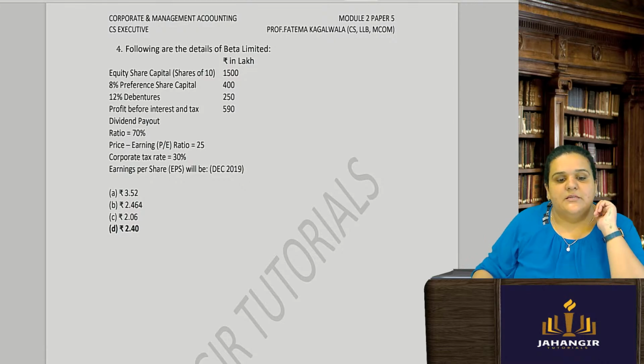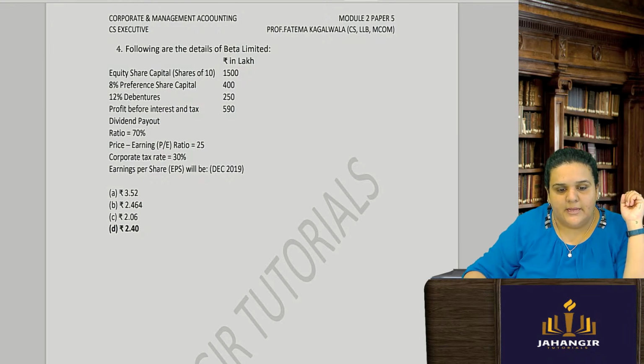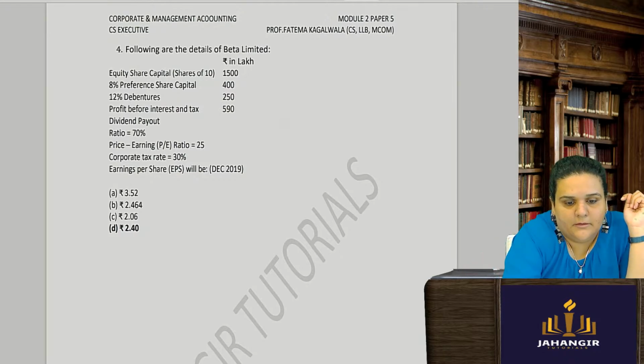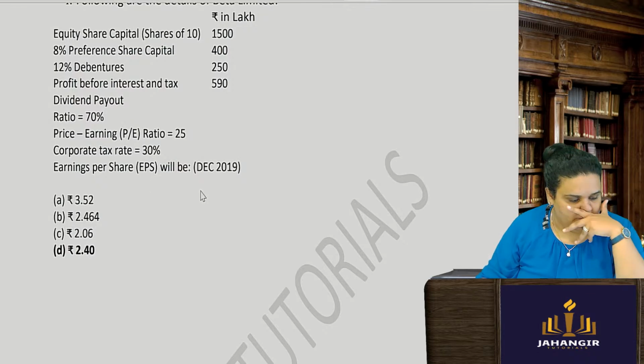Now question number 4. From the following are the details of Beta Limited. Equity share capital 1500 lakhs, 8% preference share capital. Then we have 12% debentures, profit before interest and tax, dividend payout ratio 70%, price earning ratio is rupees 25, corporate tax rate is 30%. Earning per share will be how much?